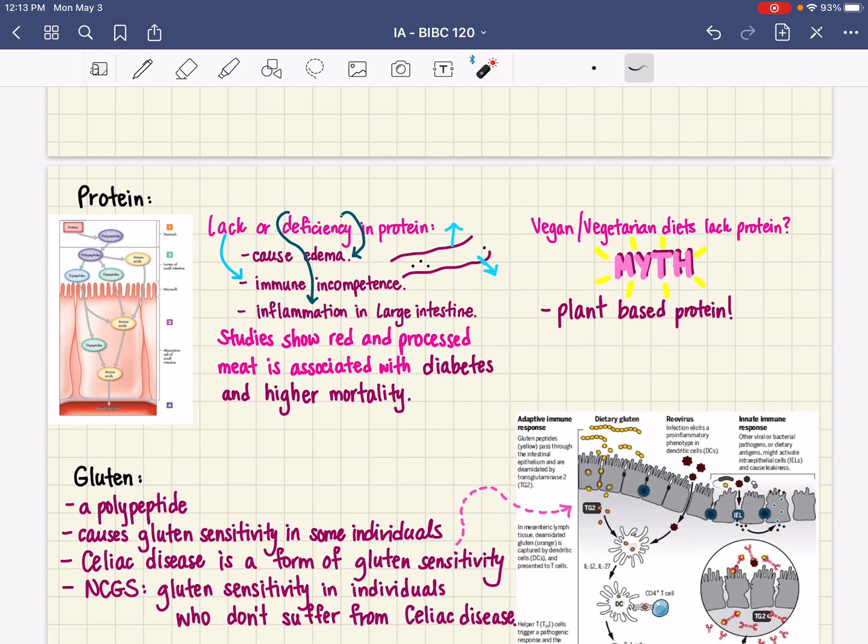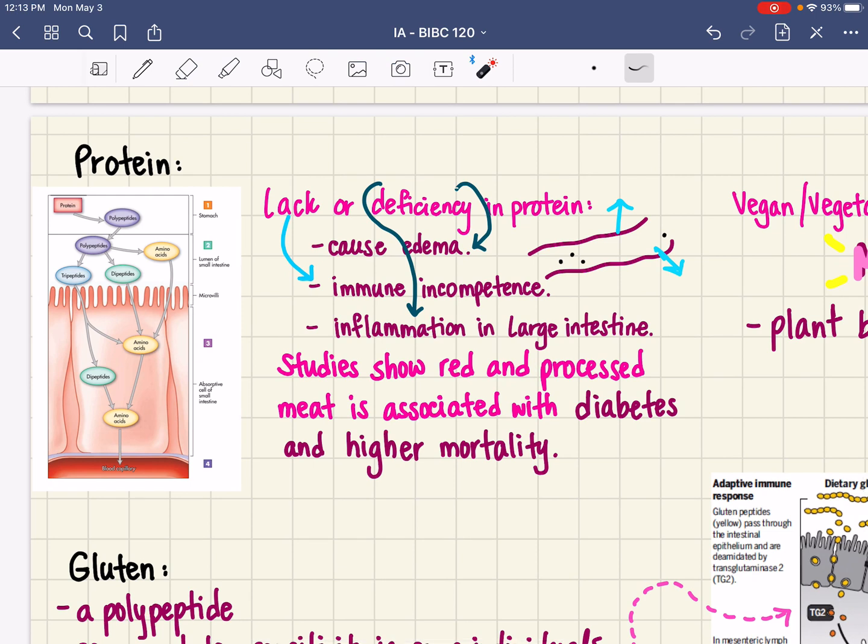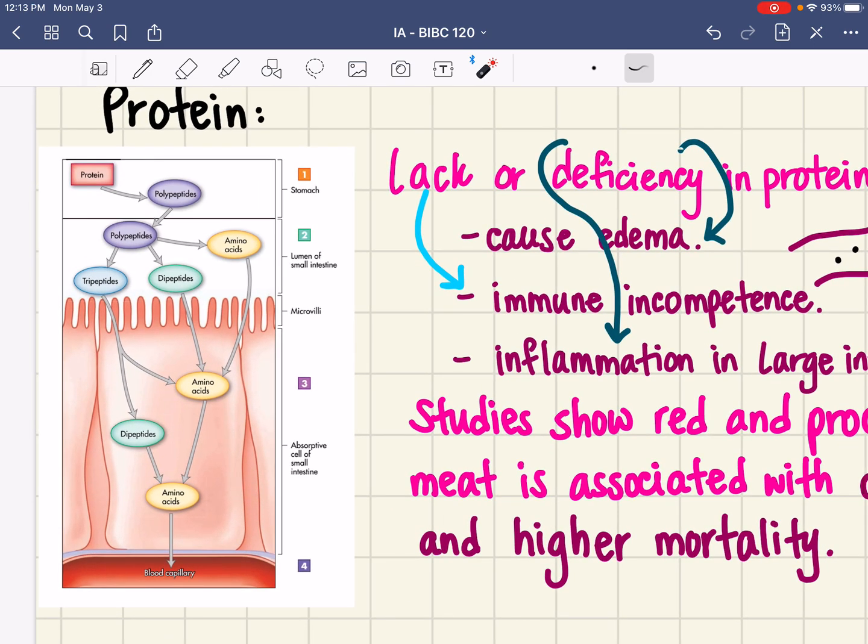Then, in this lecture, we continued to talk about protein. Or I guess started to talk about protein. And let's look over here to see how protein is broken down and digested and absorbed. So protein, which is a polypeptide, is further broken down to smaller polypeptides. Then polypeptides are broken down to tripeptides, dipeptides, and amino acids. And all of these are absorbed into the cell of the small intestine.